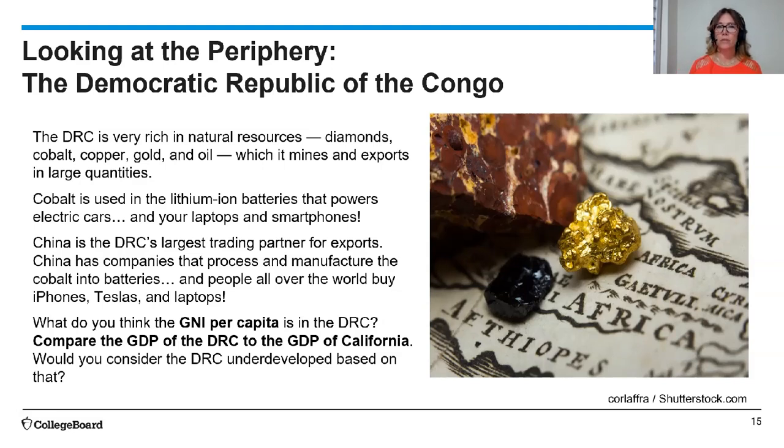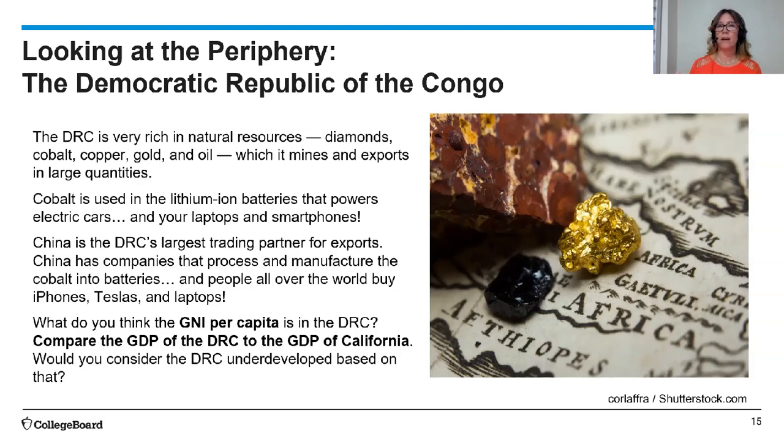But we mine for this, or they mine for this, and they will send it to China. And China is the DRC's largest trading partner for exports. China has companies that will process and manufacture the cobalt into batteries, and then it gets sent to Apple or Tesla, and it's put in the things that we use.